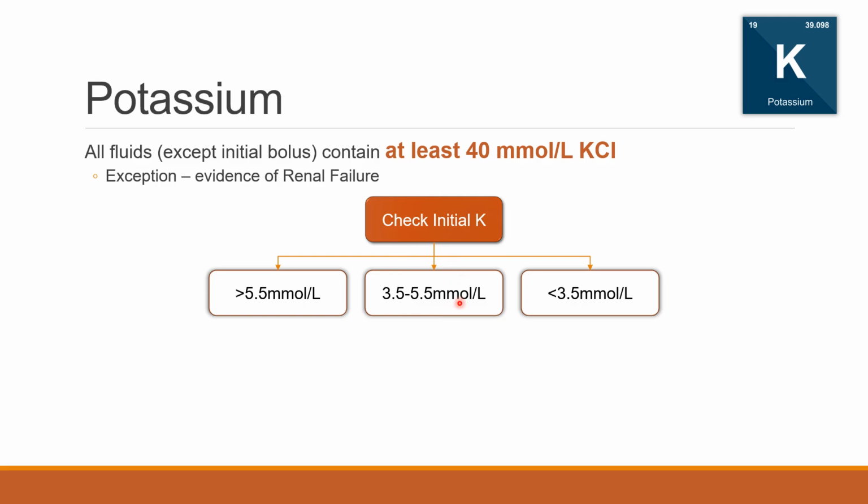Suppose the potassium is normal. That means there is no confusion, potassium is normal itself. So what should we do? We should start our normal treatment with added potassium at a concentration of 40 millimole per liter added to the parenteral fluid.